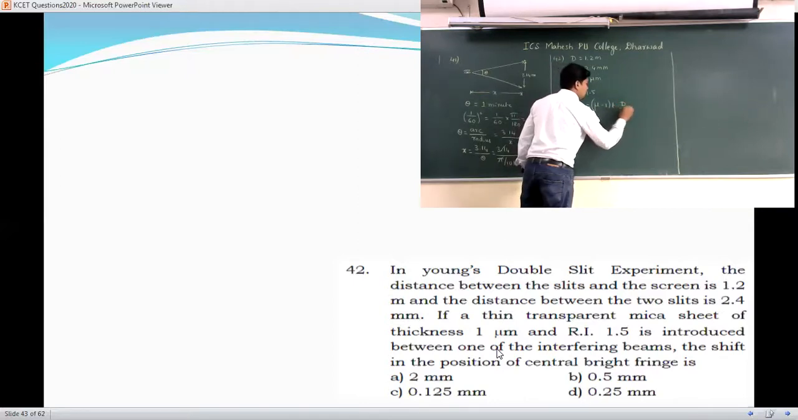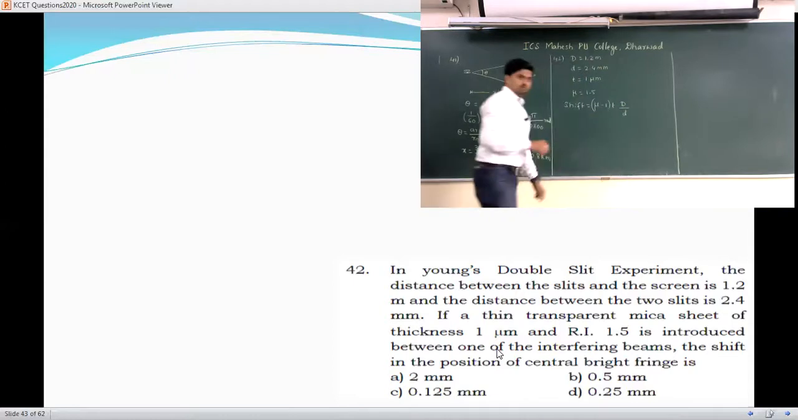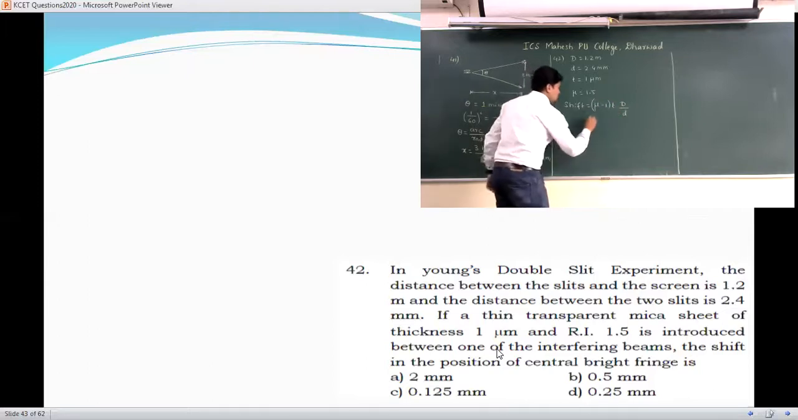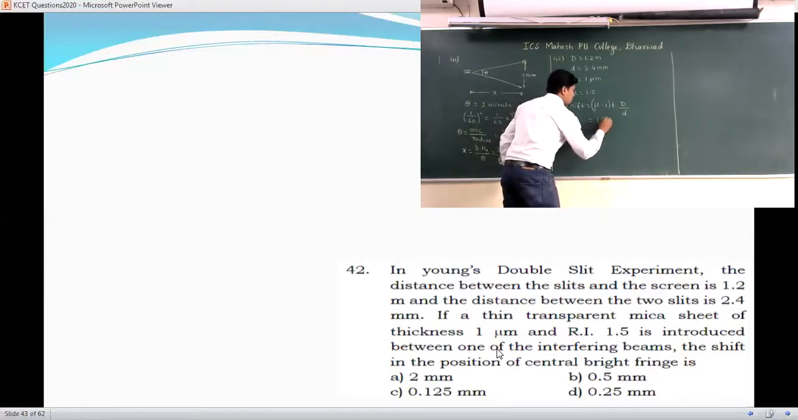So capital D divided by small d. This is the formula. Shift is equal to (mu minus 1) into T into capital D divided by small d. So what is mu here? It is 1.5. 1.5 minus 1, into T.